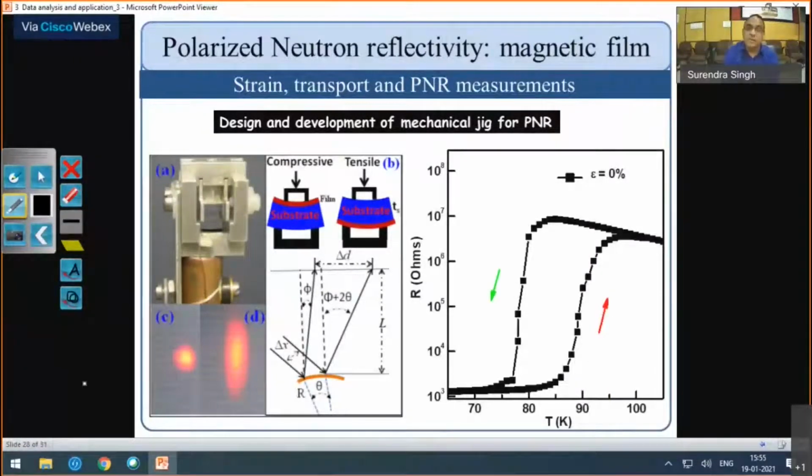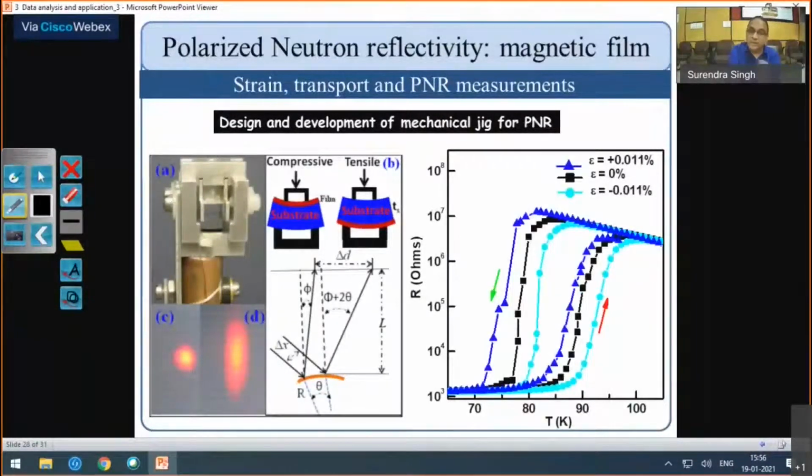Okay. And then our transport measurements: we did these R versus T measurements. This is a typical metal to insulator transition in the system. But when we applied a compressive strain, this shifts to higher temperature. And when we applied tensile strain, that shifts to lower temperature. So it says that on applying compressive strain, your metallic phase goes to higher temperature.